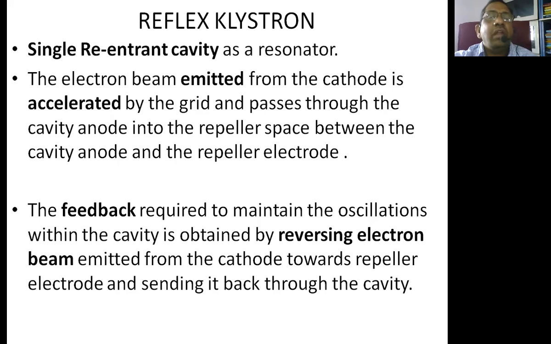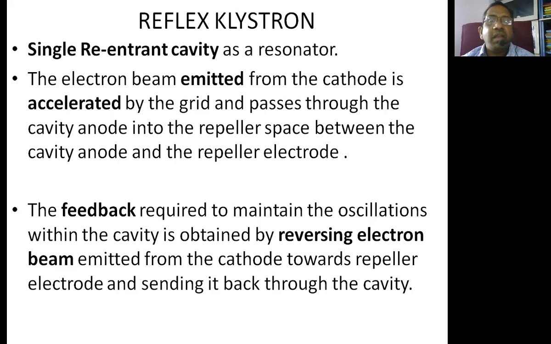Right. So now the electron beam emitted from the cathode is accelerated by the grid and passes through the cavity anode and into the repeller space between the cavity anode and the repeller electrode. This is the same thing that I have just given in the slide here. The electron beam is first emitted from the cathode K and is accelerated by the grids which are in between the cathode and the cavity, and these accelerated electrons, after passing through the grid, pass through the cavity anode into the repeller space in between the cavity anode and the repeller electrode.